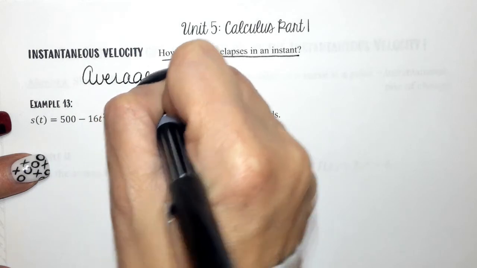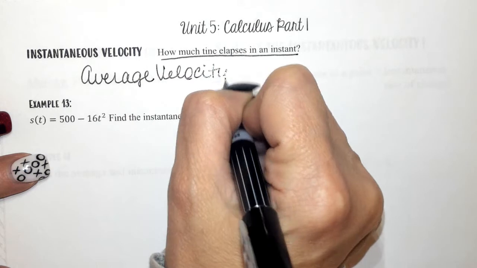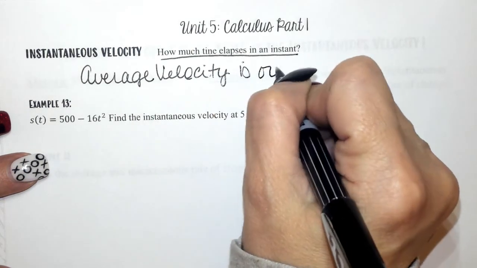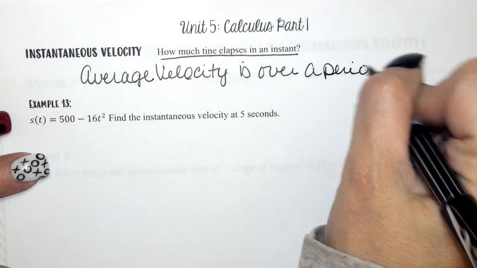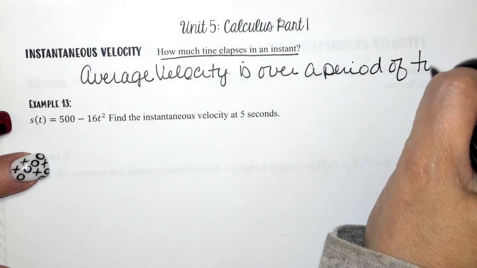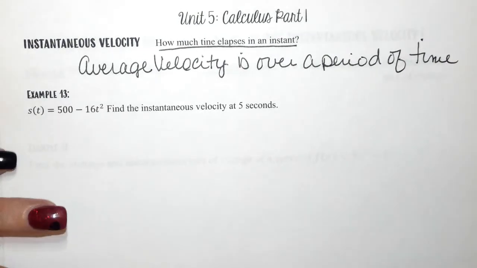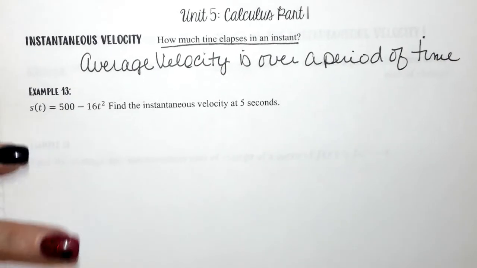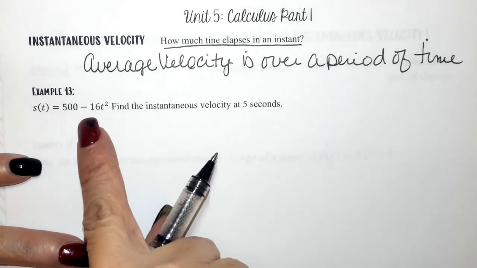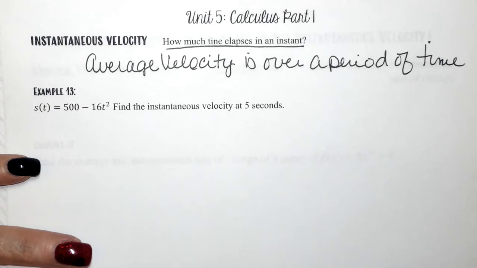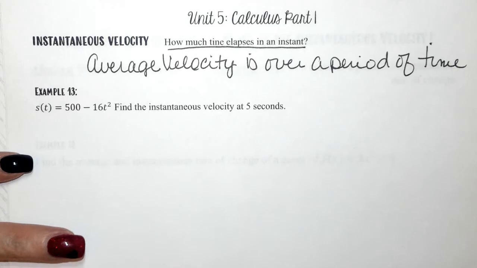So I'm going to say average velocity is over a period of time, just like we just did. It was those 2 seconds we were taking the average velocity. But what if I want to know something at that exact instant? At that exact instant, something falls. Find the instantaneous velocity at 5 seconds. Exactly at 5 seconds, how fast is it going?